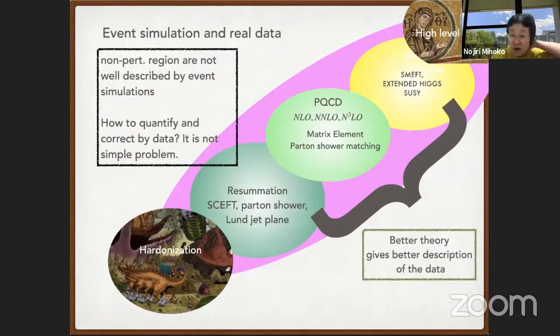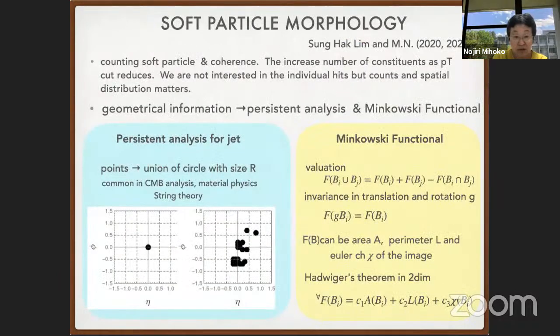So this is a rough idea of what we see: you have a higher level theory you can enjoy, but at the end you need to understand the parton shower, the summation, and at the end the hadronization. We have a situation where a better theory gives us a better description, but we still have a problem, the non-perturbative regime of the jet structures.